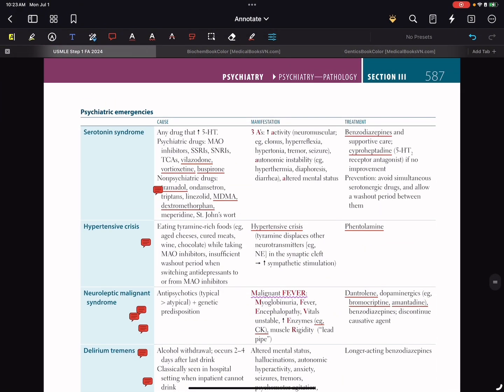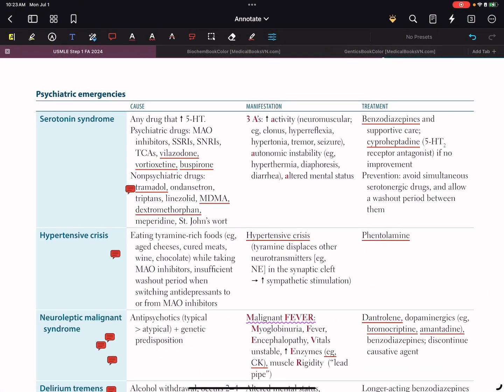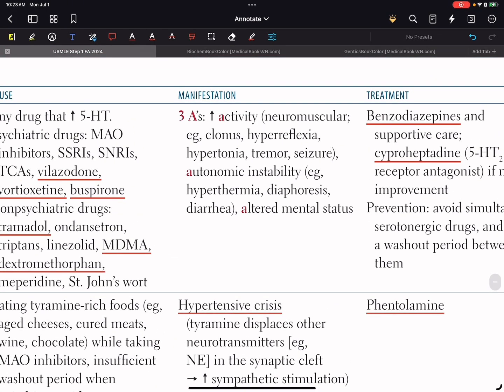Okay, starting with serotonin syndrome, a psychiatric emergency. Serotonin syndrome is caused by any drug that increases 5-HT. Psychiatric drugs: MAO inhibitors, SSRIs, SNRIs, TCAs, vilazodone, vortioxetine, buspirone. Non-psychiatric drugs: tramadol, linezolid, triptans, MDMA, methylene blue, St. John's wort. Triad of manifestations: increased activity in neuromuscular, clonus, hyperreflexia, tremors, seizures; autonomic instability, hyperthermia, diaphoresis, diarrhea; and altered mental status.